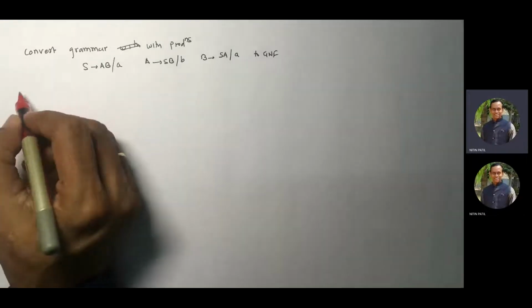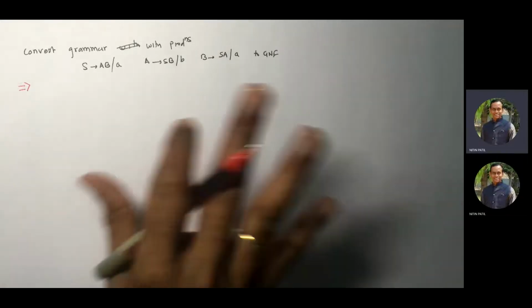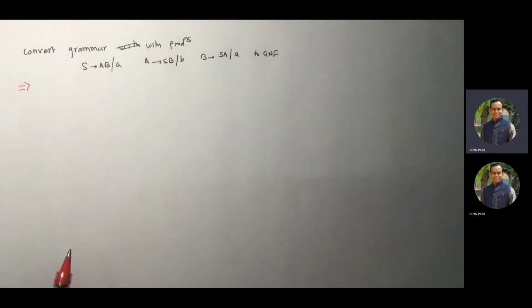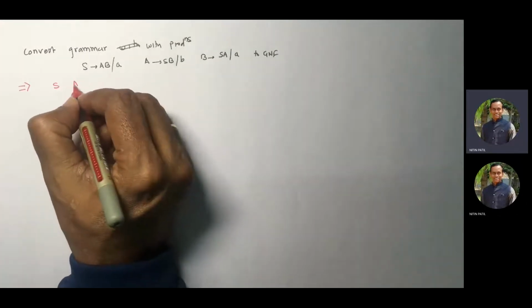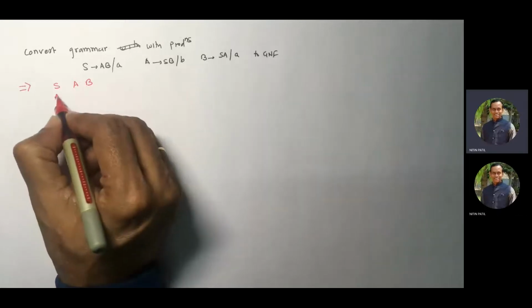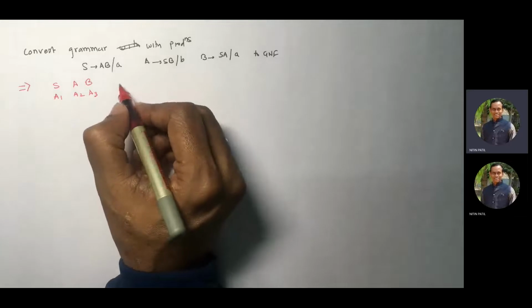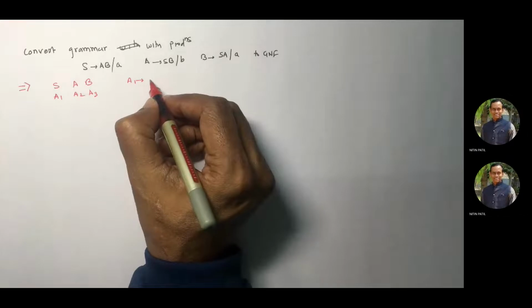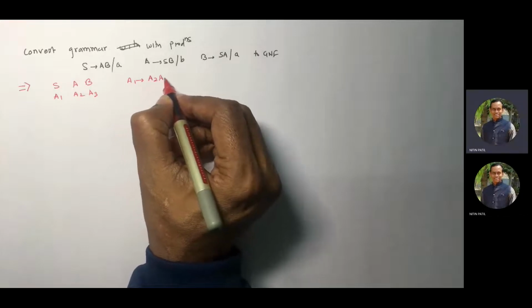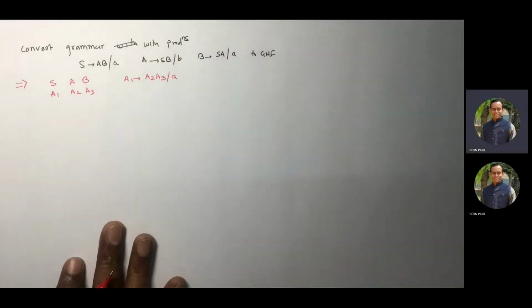So first step is what? Check whether the given grammar is in CNF. We already know that the given grammar is in CNF, so no need to work on CNF conversion. So let us directly write the renaming: we want A1, A2, A3. So let us rewrite the productions. A1 gives A2, A3 or A, correct? A1 gives A2, A3 or A.